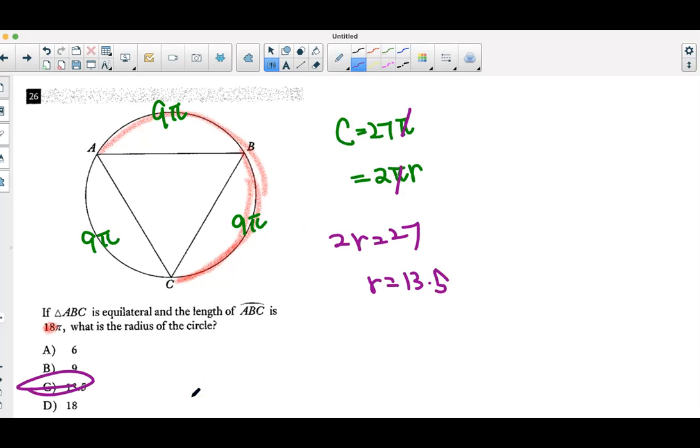Some people might have confused it with 9, but in fact it was 13.5 because you have to go for the third one.